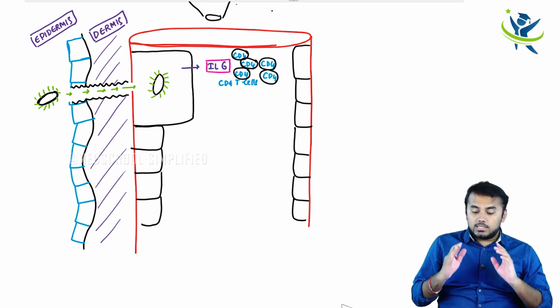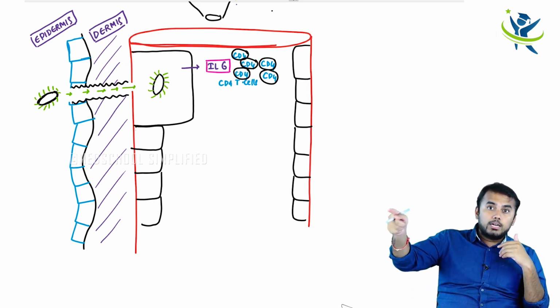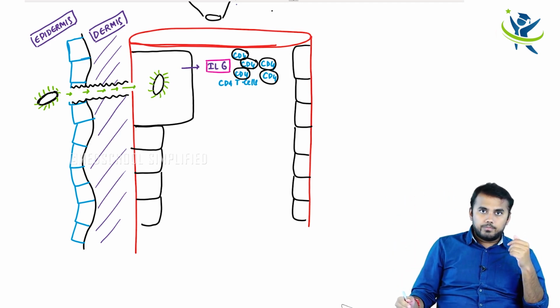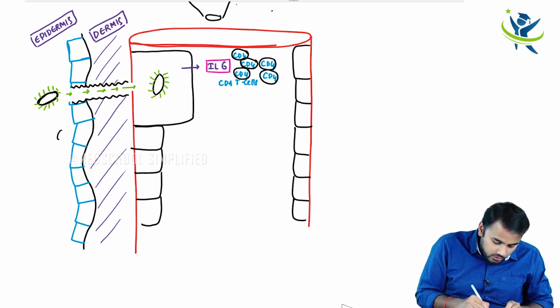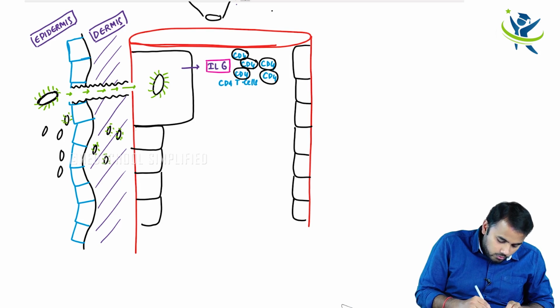So this interleukin 6 will order all these CD4 T cells to go to that epidermis and dermis and see what bacteria is there, and if there is any bacteria, just kill down the bacteria. So obviously all of you know I've just represented one bacteria, but in fact there are multiple bacteria over here. Give me a minute to represent this. Now you tell me where CD4 cells go.